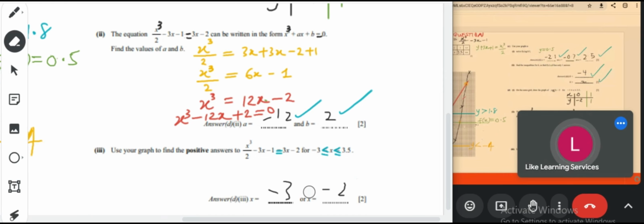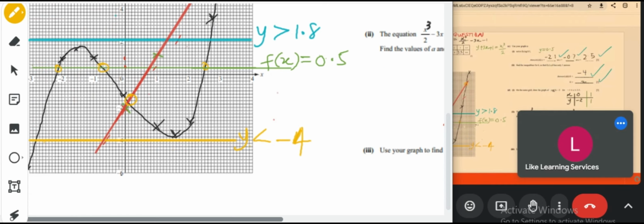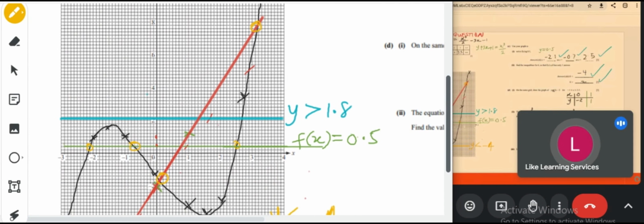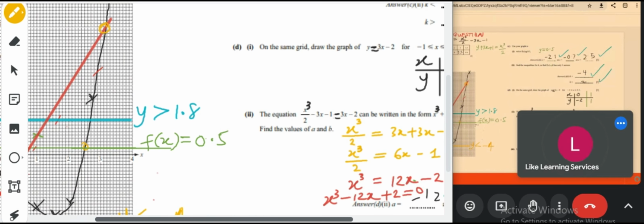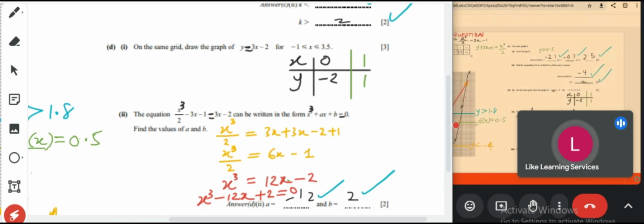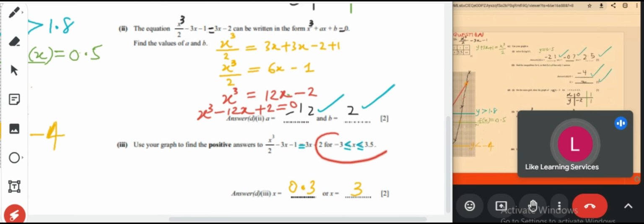Please, you need to be careful how you jump into a question and make it more complicated for yourself. They said use your graph. So obviously, the simple thing is use your graph. So the x values at the point of intersection are x equal to 0.3 and x equal to 3. And they've even limited your scope of answer within this region.